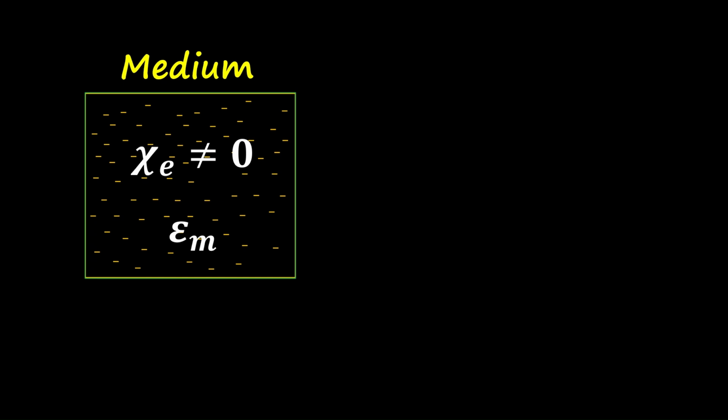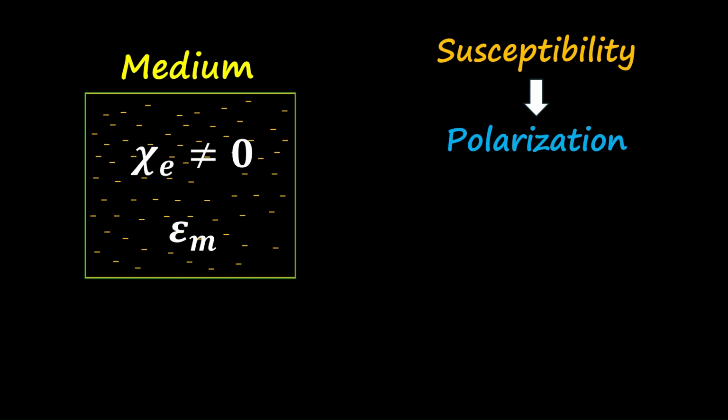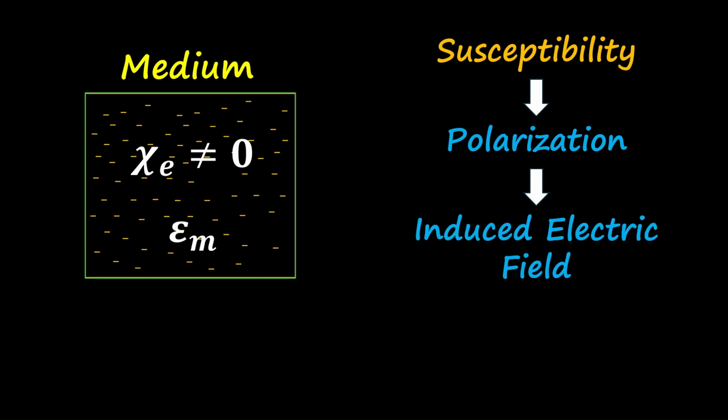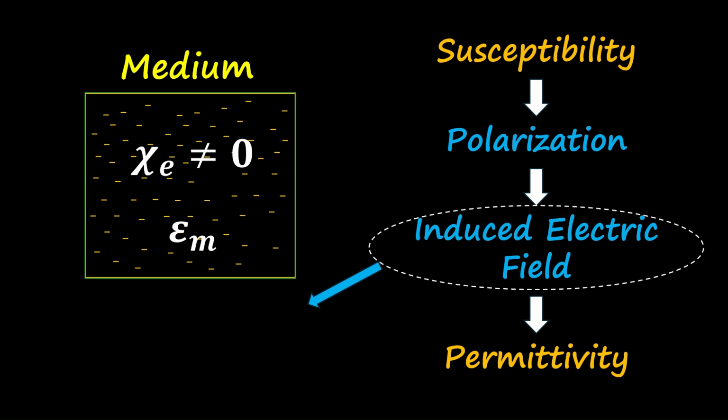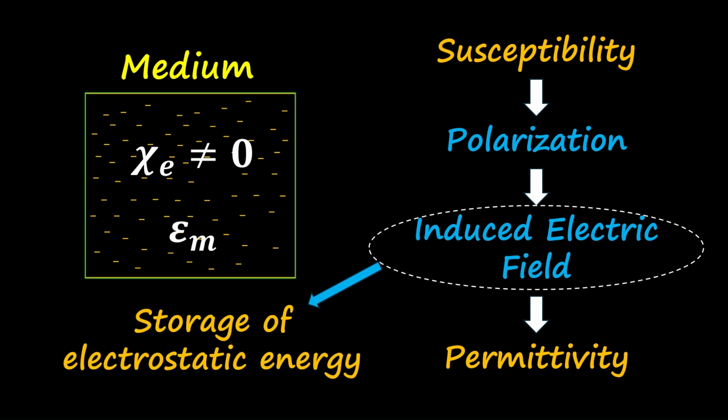So in a dielectric medium, susceptibility leads to polarization, and because of this polarization, there will be an induced electric field, and the total overall behavior of the electric field in the dielectric medium is represented by the permittivity. Now, we can say that susceptibility is the cause and permittivity is the effect. And this induced electric field can also be interpreted as the storage of electrostatic energy.